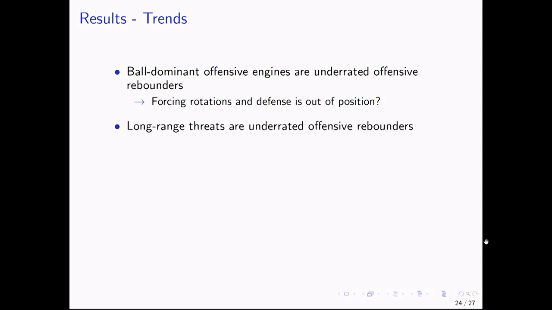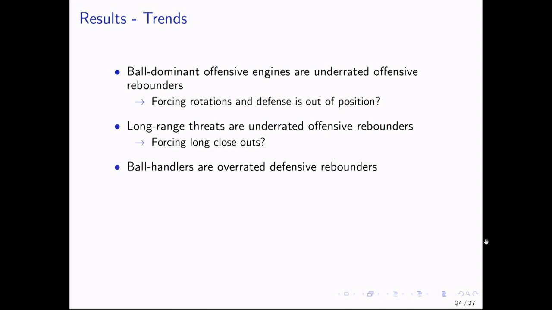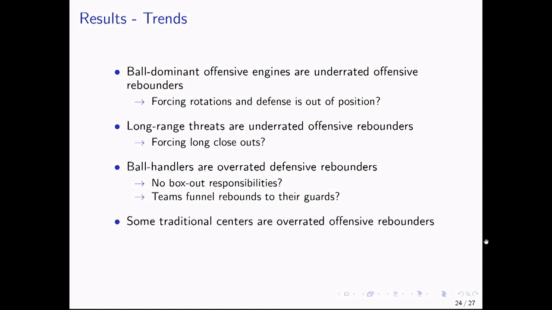Similarly, long-range threats tend to be underrated offensive rebounders. This might again have to do with forcing really long closeouts, drawing opponents away from the basket, and therefore helping their teammates grab rebounds. And on the opposite end, ball handlers tend to be overrated defensive rebounders. This might be because since they're guards, they're not in charge of boxing out any big men, or maybe teams want to really efficiently begin their fast break and are funneling the ball to their guards artificially, regardless of their involvement in the rebounding scheme.